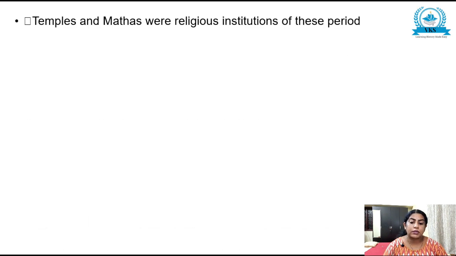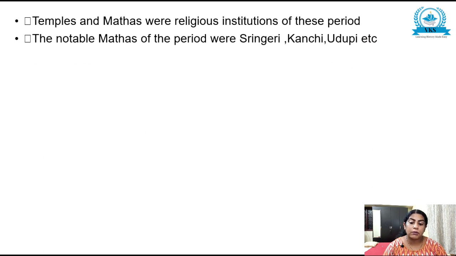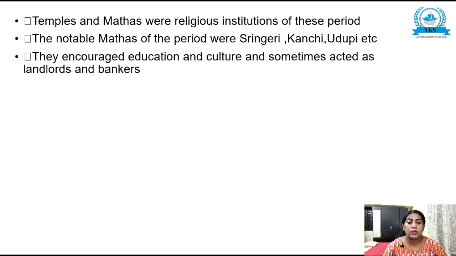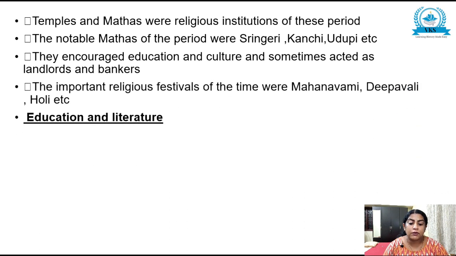Temples and mathas were religious institutions of this period. The notable mathas of this period were Sringeri, Kanchi, Udupi, etc. They encouraged education and culture, and sometimes they acted as landlords and bankers also. The important religious festivals of this time, that is the Vijayanagara period, were Mahanavami, Deepavali, Holi, etc.